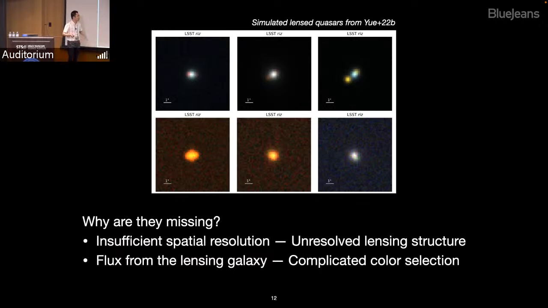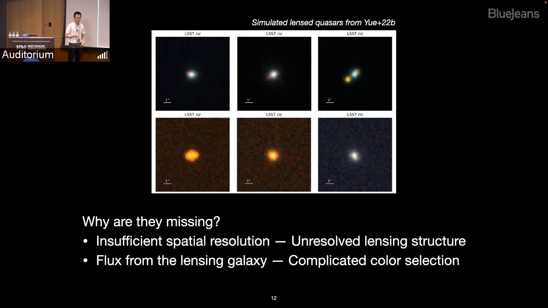Also, the foreground galaxy in these systems is pretty bright compared to the background quasar. That means traditional surveys for quasars heavily rely on their colors to identify promising candidates. But with the contamination of the foreground galaxy's flux, usually the color selection will just fail for these objects. So that's another reason why we fail to find most of the high redshift lens quasars. Keep these points in mind.